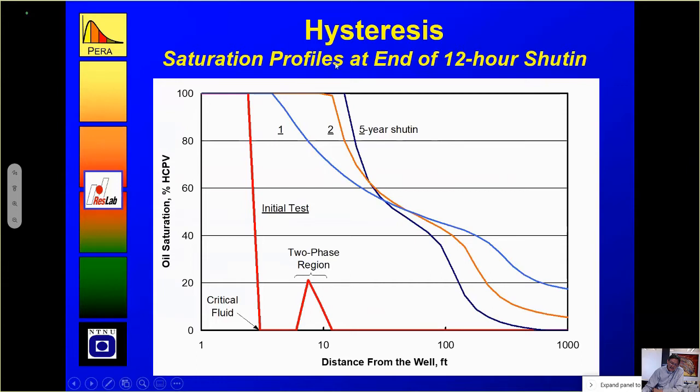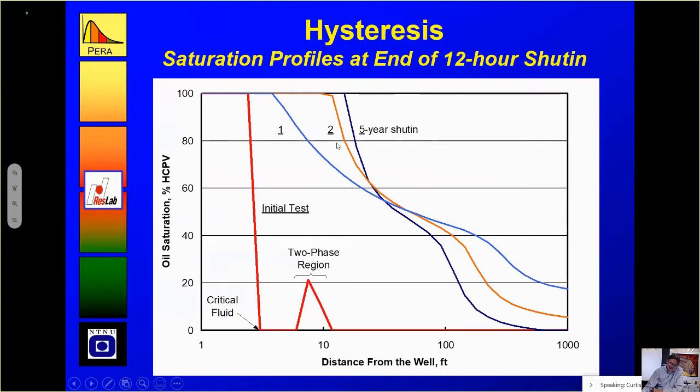This is the saturation profile at the end of the 12-hour shut-in. So the initial shut-in, let's see, at the end of the 12 hours, it's 100% oil out maybe to 3 meters, 3 feet. And then it has a critical fluid. It's a phase labeling issue. So it's labeling it oil here, gas here. There's actually a two phase region out 10 feet away from the well. That's from the initial production.